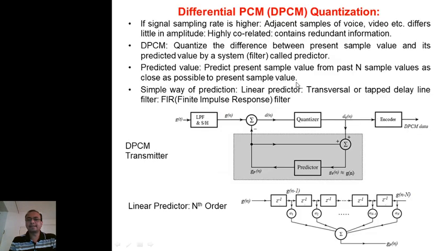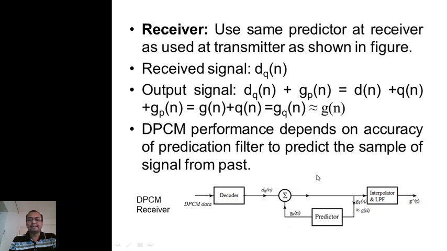So my received signal is always d_q(n). Now if you go to the transmitter block, we can derive the receiver block. If you have this signal available, I need to obtain this signal g(n). So what I need is d_q(n) plus this signal g_p(n). So our g_p(n) is generated by the predictor. So I need the same predictor circuit which is at the transmitter also at the receiver, and the output of the predictor is summed with the available input at the receiver, which is d_q(n), and I can get the signal g(n).